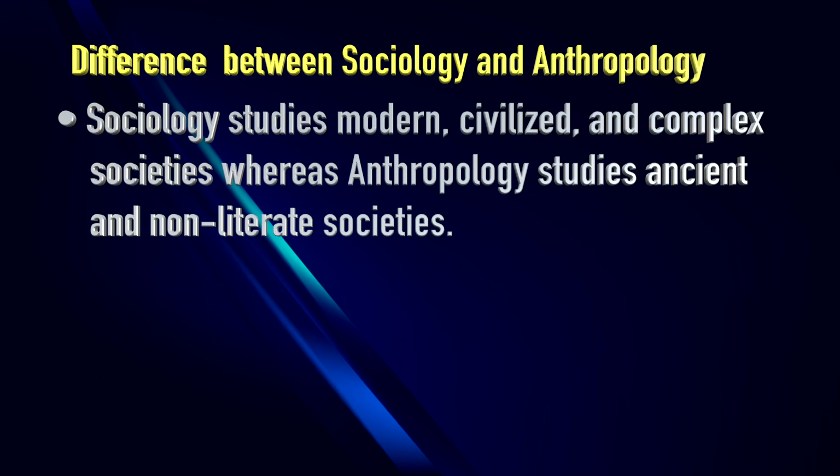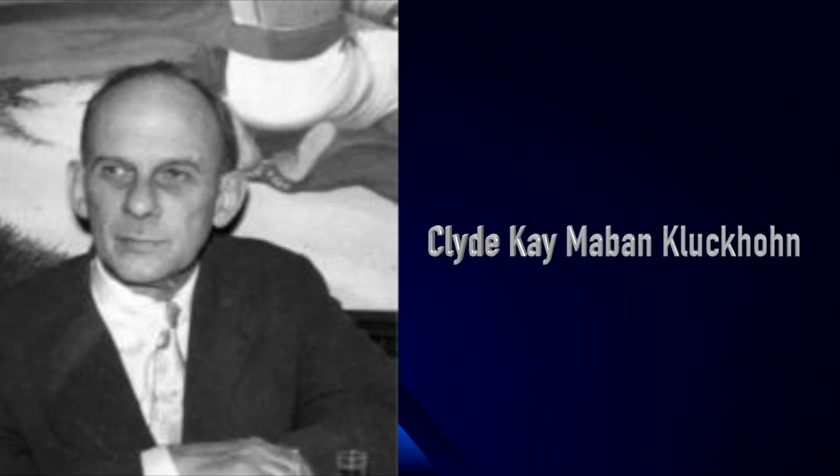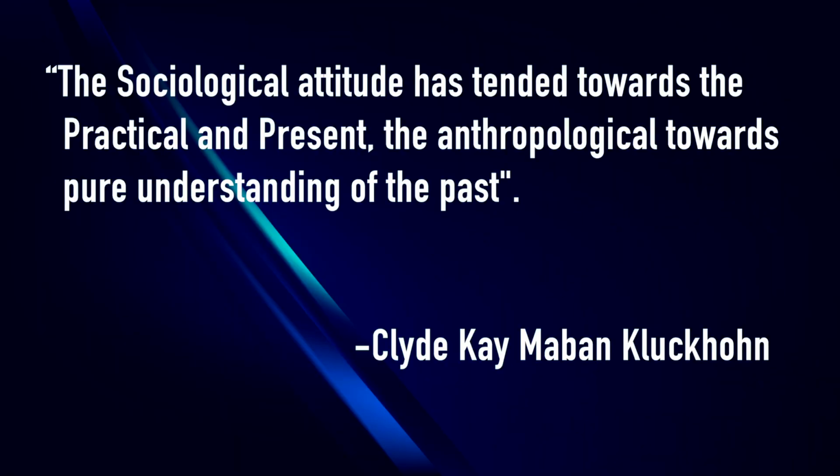Sociology studies modern, civilized and complex societies, whereas anthropology studies ancient and non-literate societies. Sociology is concerned with social planning, whereas anthropology is not. On the basis of social planning, sociology makes suggestions for the future, but anthropology does not make any suggestions for the future. In the words of the author, the sociological attitude has tended towards the practical and present, the anthropological towards pure understanding of the past. Lastly, sociology is concerned with both social philosophy and social planning, whereas anthropology is not concerned with social planning. It does not make any suggestion for the future.